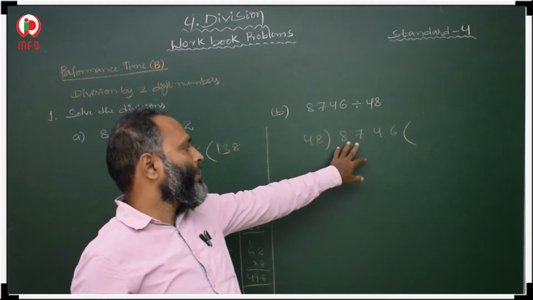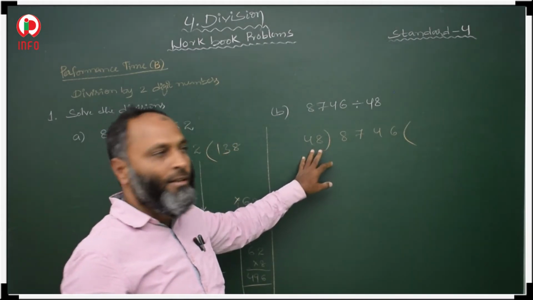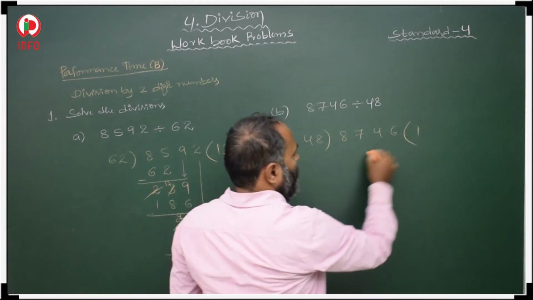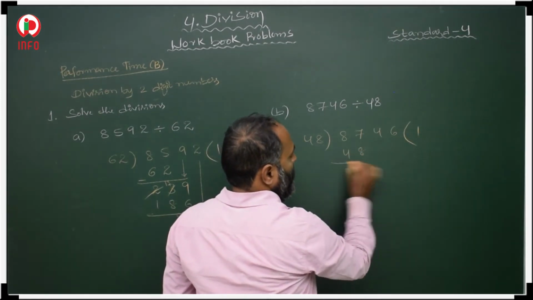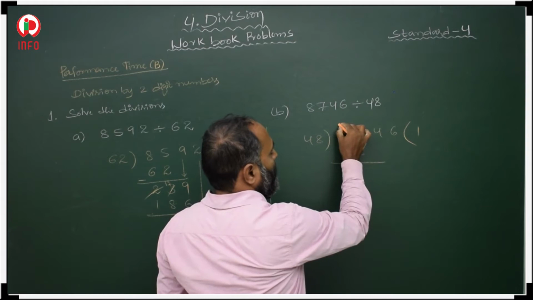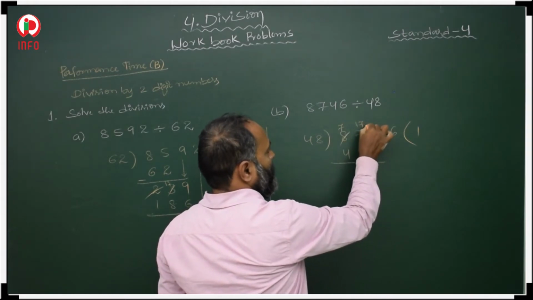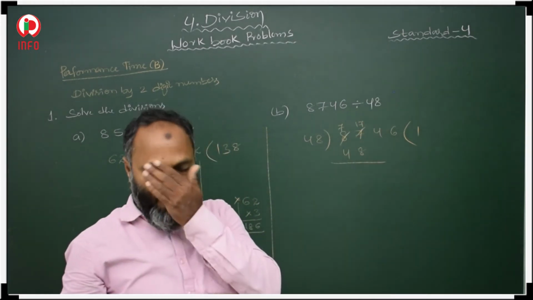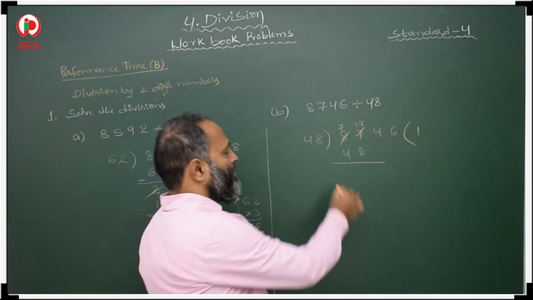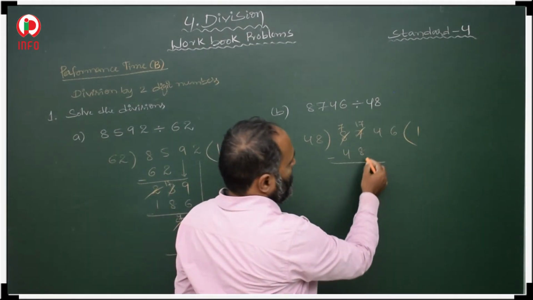Here 87 is more than this 48. Then 48 ones are 48, we have to take. Then borrow from here. Here we will get 17. 17 minus 8. 17 minus 8 is how much? That is 9.